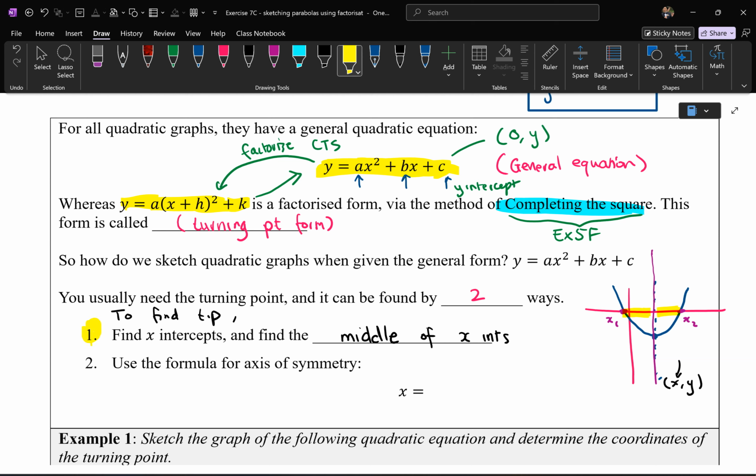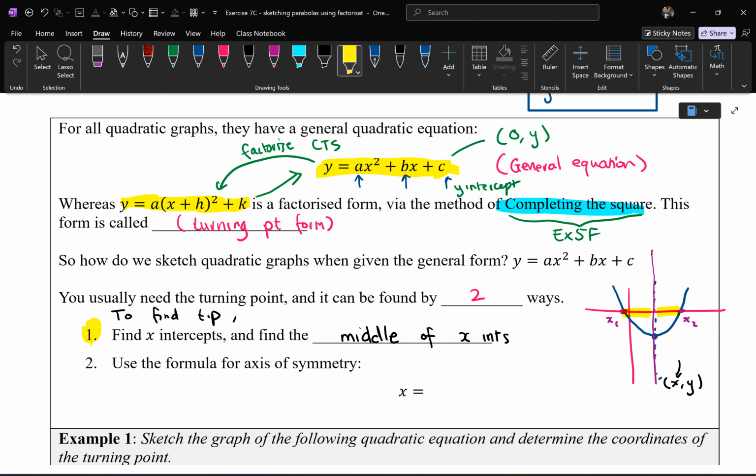So somewhere in your notes so far you should have general form, then you have turning point form, and just underneath turning point form you should have, there are two ways to find turning points. Method 1, find the x-intercepts and you find the middle between the two intercepts. And I've shown you visually, so you can draw the diagram if it helps you remember it. Finding the x-intercepts, find the middle, will tell you the x coordinate of the turning point.